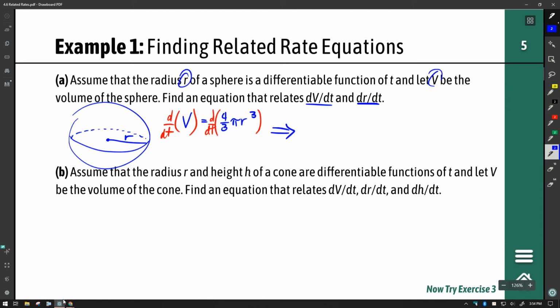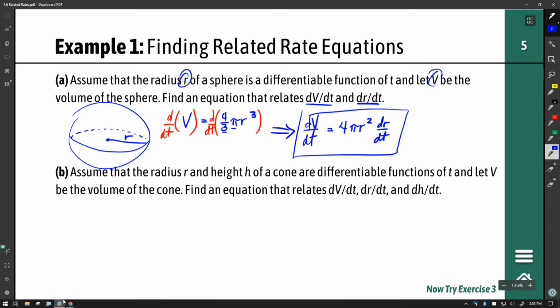What will that give us? Well, the derivative with respect to time of V is dV/dt. Technically, I guess we could say it's 1 times dV/dt, but there's no need to write 1 times. On the right, 4/3 and pi are both constants, so we're just going to use the power rule on r cubed. The 3 is going to come to the front, act like a coefficient, multiply by 4/3, and we'll end up with 4 pi r squared dr/dt. And there we have it. There's our equation that relates dV/dt and dr/dt.